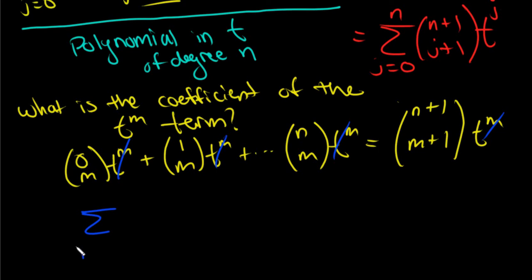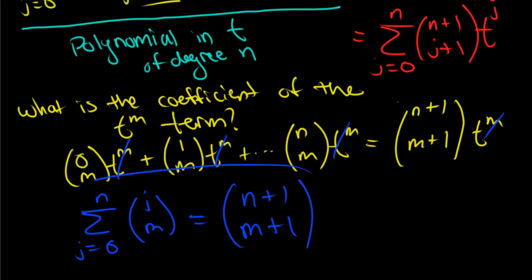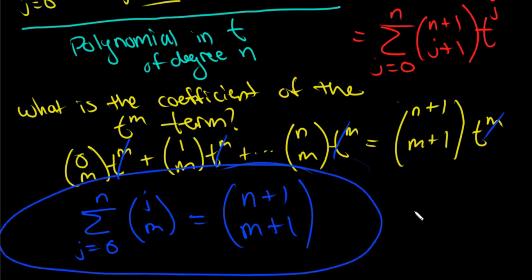The sum from j equals 0 to n of j choose m, which is exactly what I have written down here, is equal to this guy, n plus 1 choose m plus 1. And that is the hockey stick identity, QED.